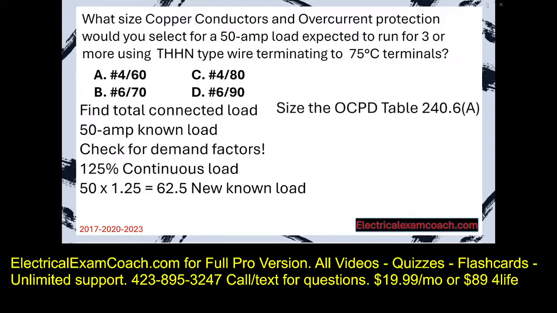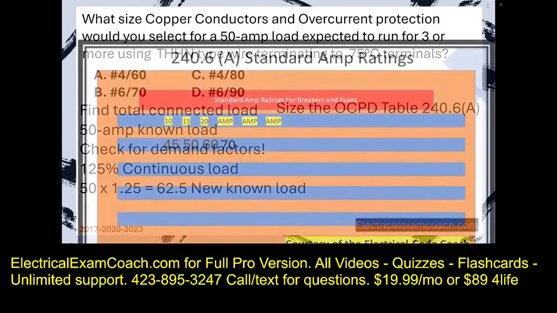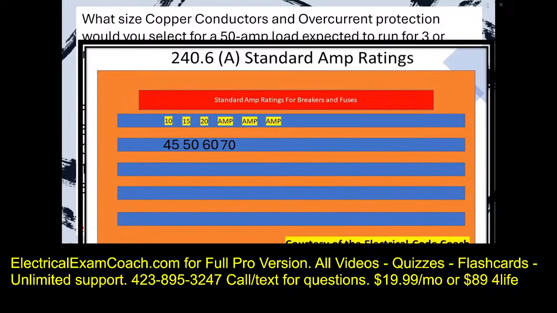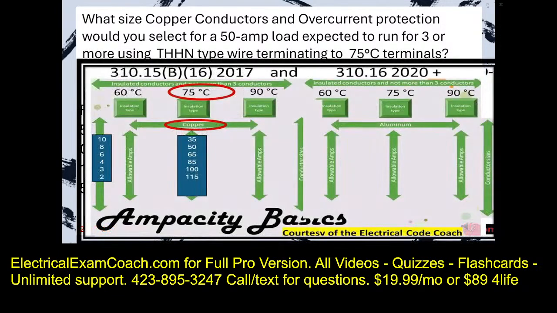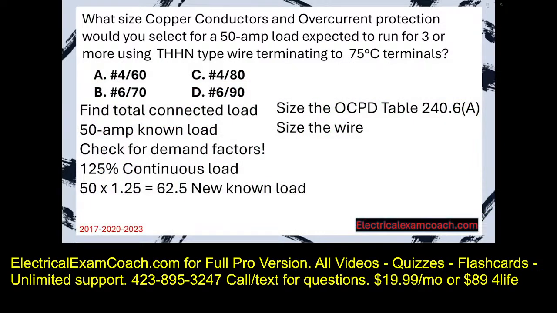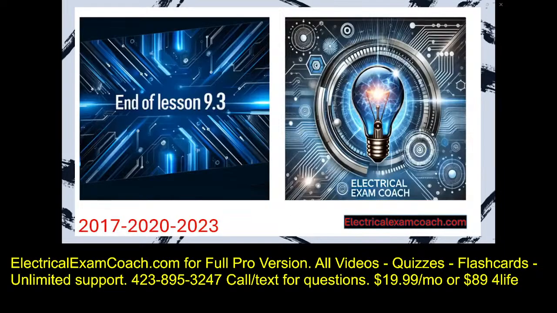Now we can size our overcurrent protective device. We head to our table, we choose the next standard size, which in this case is going to be a 70. Now let's size our wire. Heading to our primary ampacity table, we're going to be on the copper side of the table in the 75-degree C column, and we find a wire that meets or exceeds the known load. When we do, we find that it needs to be a 6-gauge wire on a 70 amp breaker. Great job. This is end of lesson 9.3.